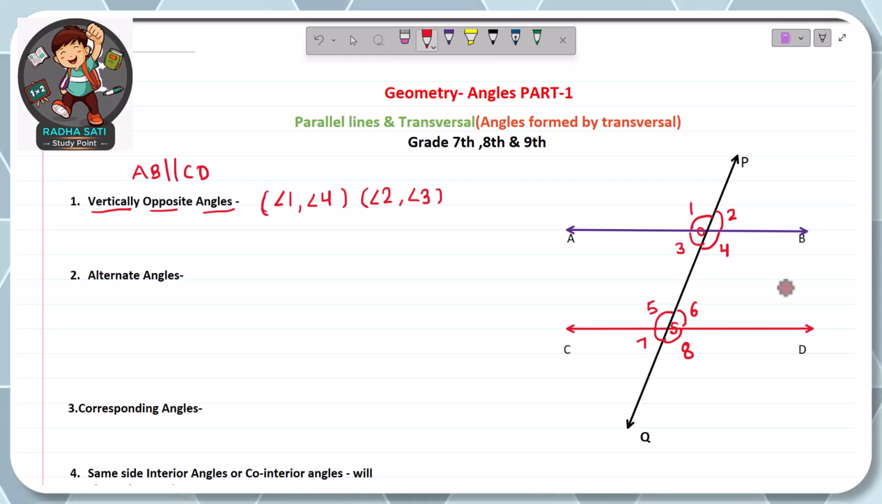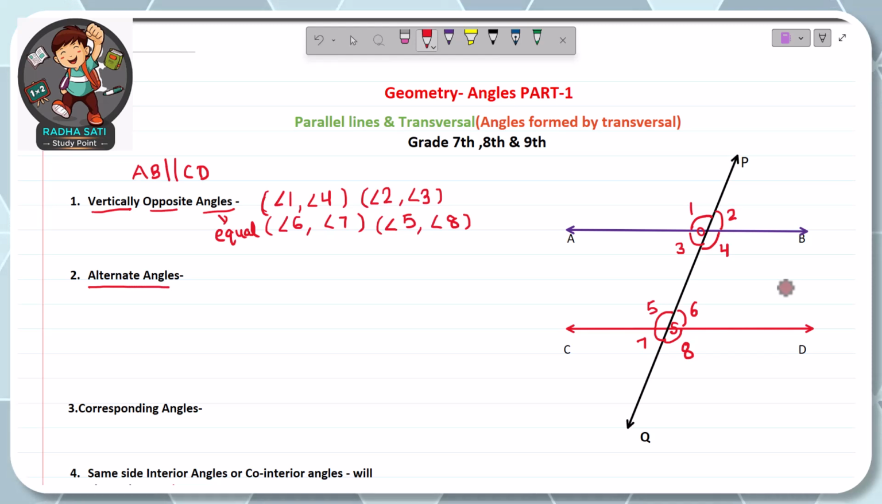Now here to this line CD, this PQ is intersecting at point S. So these are the vertically opposite angles, angle 6 and angle 7, and angle 5 and angle 8. So these are the four pairs of vertically opposite angles, and these angles will always be equal. If angle 1 is 120 degrees, this means angle 4 will also be 120 degrees. So vertically opposite angles will always be equal. Okay. Now later on we will do questions based on this, then you will understand this topic deeply.